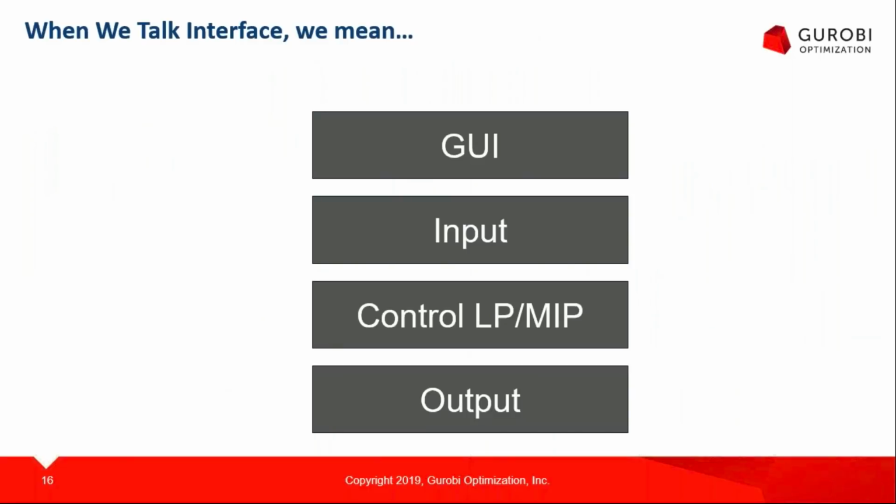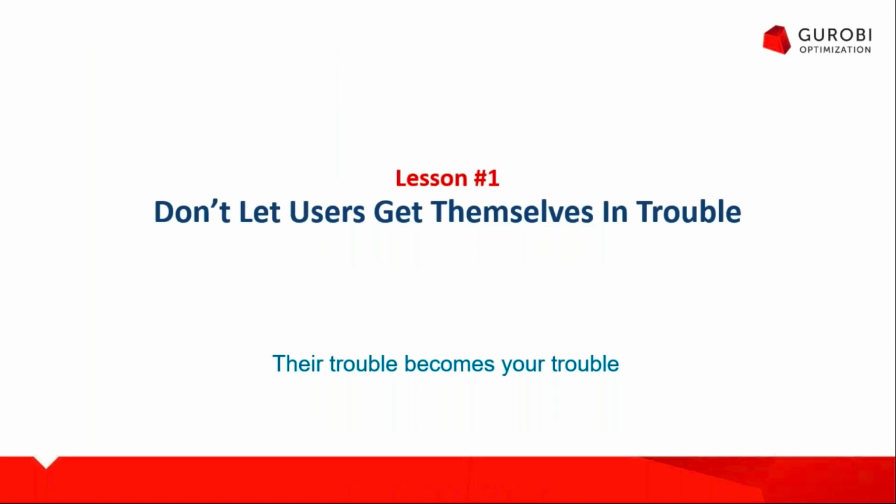And when we talk about interface, we kind of mean all the elements. So we mean the overall GUI, the overall look and feel, but also how you interact with the inputs, like how you pull in data. Is it automatic? Is it connected? Is it manual? Can you edit it really well? How much control do you have over the optimization engine? And then again, we talked about the outputs. We kind of mean all those elements. All right, so let's dive into lesson number 1.